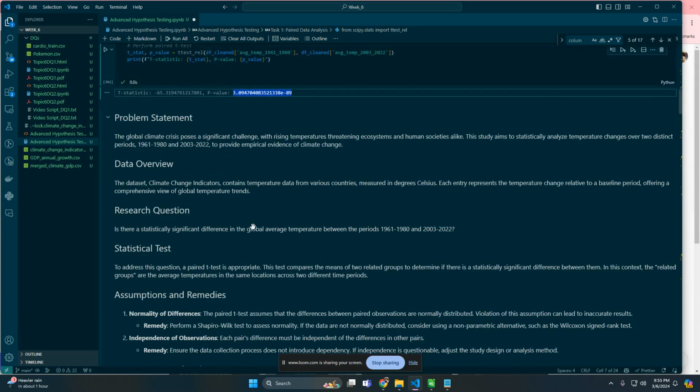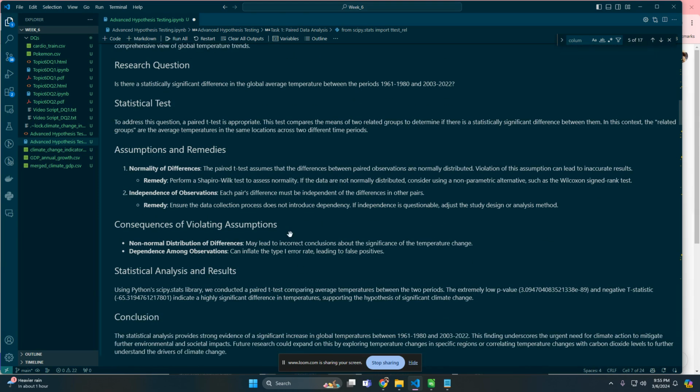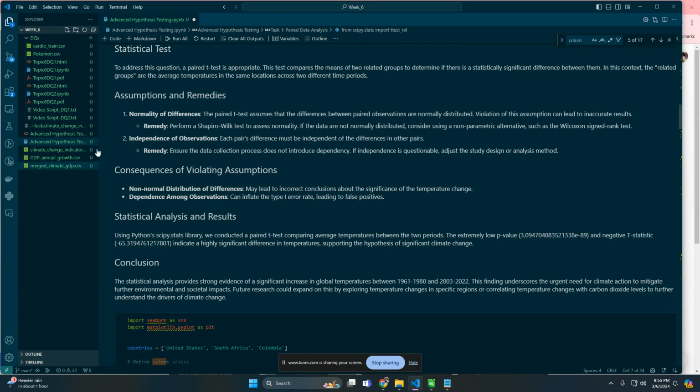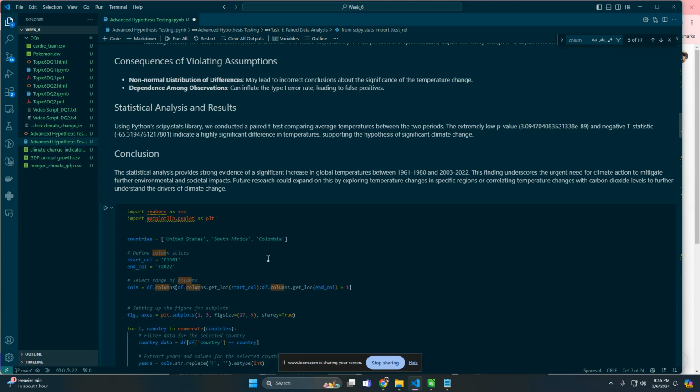So this is my report on this, the problem statement, the overview. My research question was, is there a statistically significant difference in the global average temperature between 1961 to 1980 and 2003 to 2022? Obviously, yes, very much so. And then here's where I discuss assumptions and remedies and consequences of violating those assumptions.